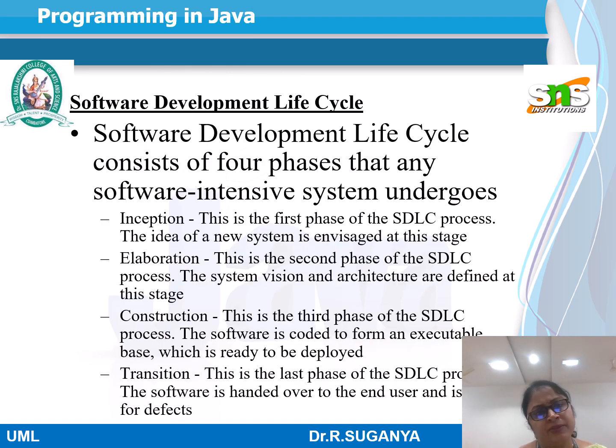And SDLC consists of four phases: inception, elaboration, construction, and transition. Inception is one of the first phases, where we identify ideas to develop a particular product. Elaboration means we define each stage of the process of the product. In construction, we construct it in a particular language. In transition, we deliver the developed product to the end user, the customer, who has to use the product.